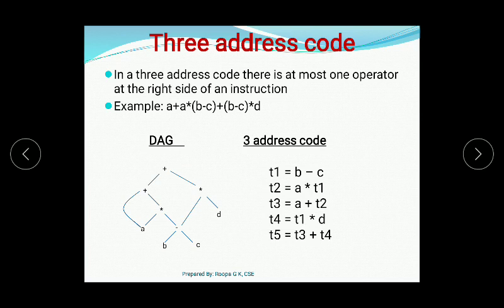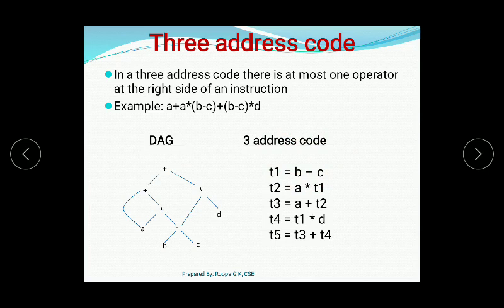So how to write 3-address code for an expression? Let me explain with the help of the same example: A plus A star B minus C plus B minus C star D. The DAG is constructed like this, as we have discussed in the previous video. Now the 3-address code. What is the first operation that takes place? That is B minus C, the parenthesized expression. The result of B minus C will be stored in a temporary variable T1.